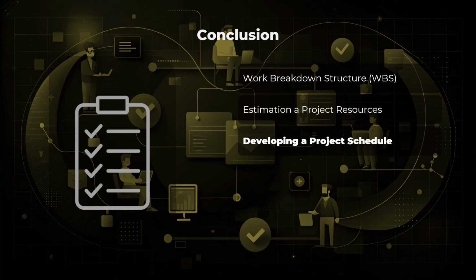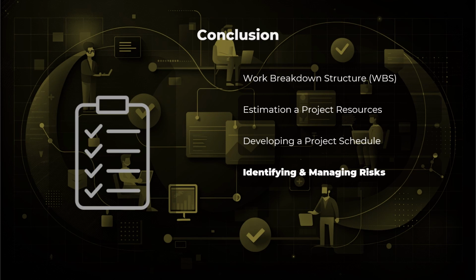We learned about the process of creating a timeline for project activities, sequencing tasks, and allocating timeframes to ensure timely completion. Identifying and managing risks. Recognizing potential risks and implementing strategies to mitigate or manage them is essential to minimize disruptions and ensure project success.